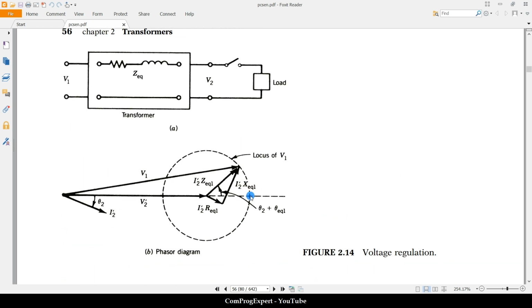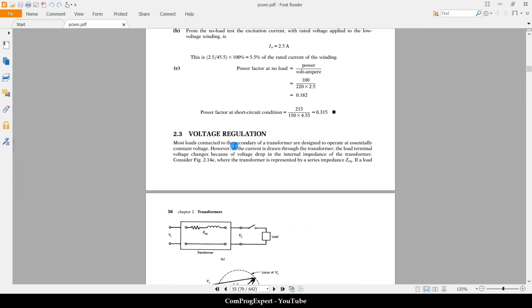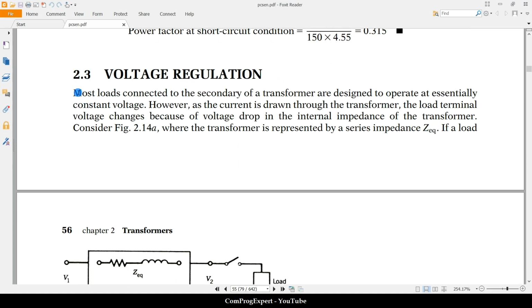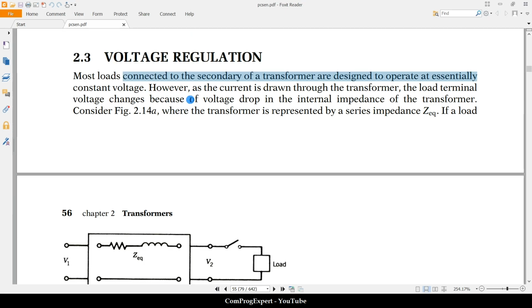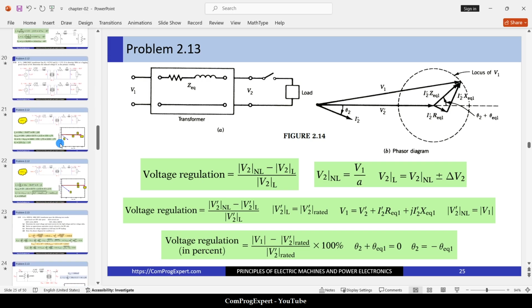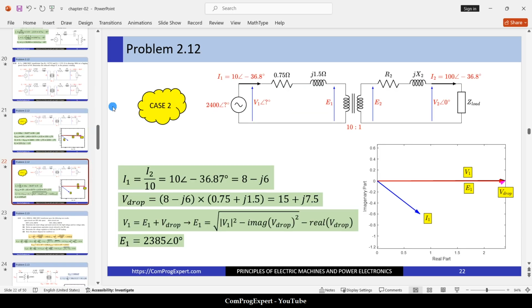Here we have this section, 2.3 voltage regulation. Most loads connected to the secondary of a transformer are designed to operate at essentially a constant voltage. However, as you know, as the current is drawn through the transformer, the load terminal voltage changes because of the voltage drop in the internal impedance of the transformer. Yes, like this one that we calculated in the previous problem. We calculated the value of the voltage drop.